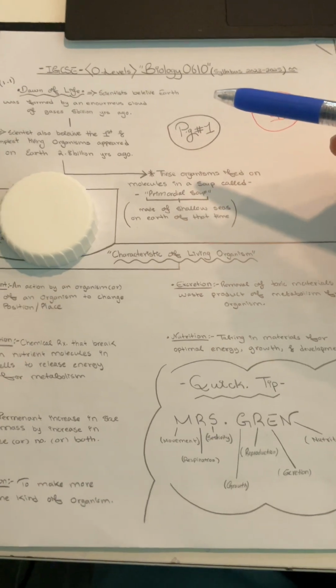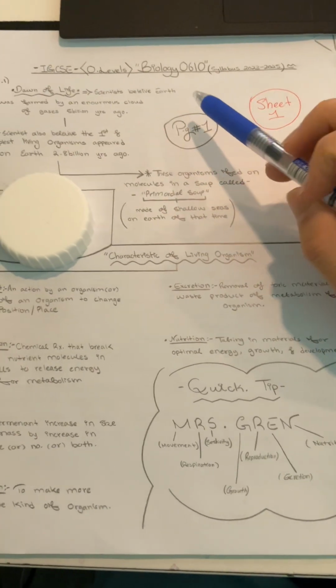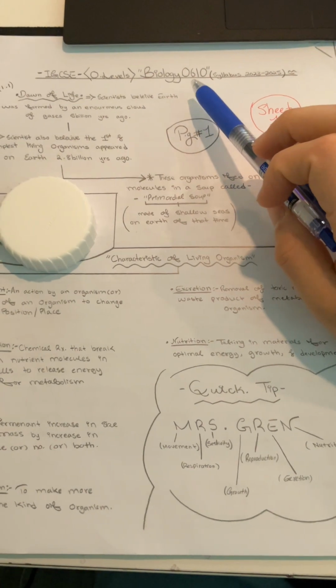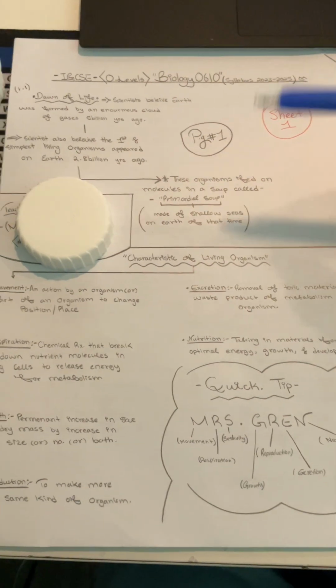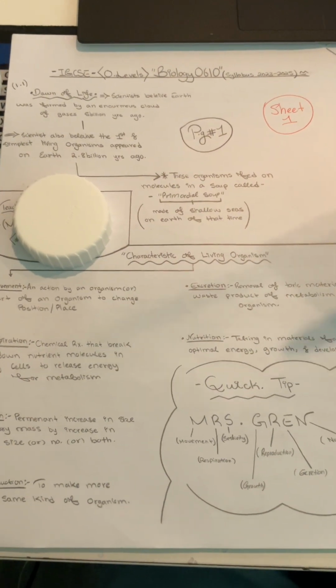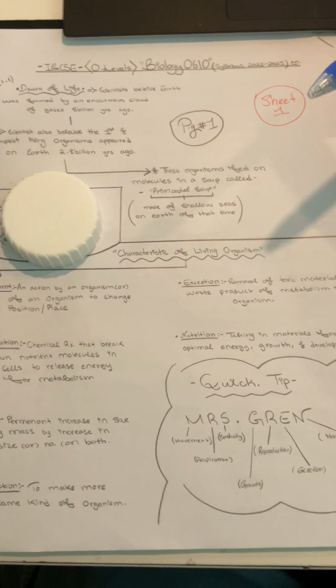In this video I will be covering Topic 1, Characteristics and Organization of Living Organisms, in Biology 0610 Cambridge IGCSE O Levels for the syllabus of 2023 to 2025. Before I come to the main introduction of this topic, I will just have a quick review here with you guys, starting with the dawn of life.